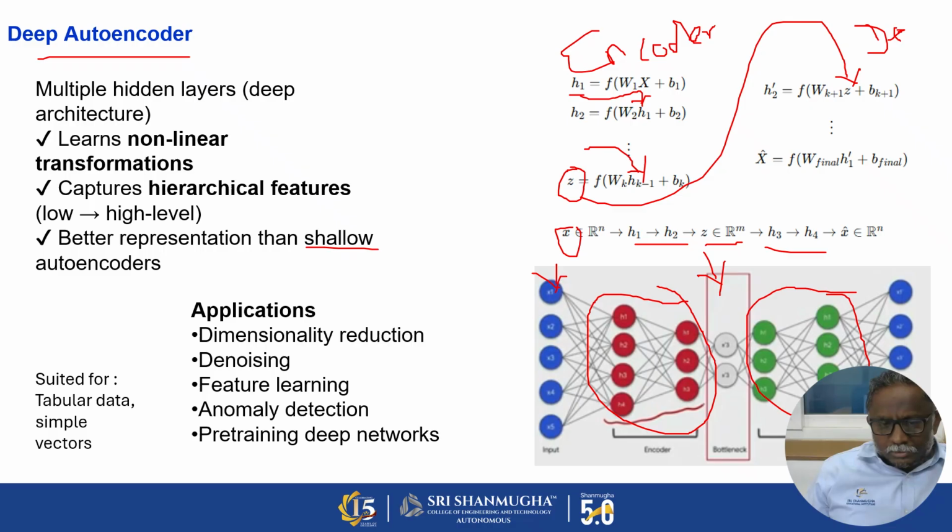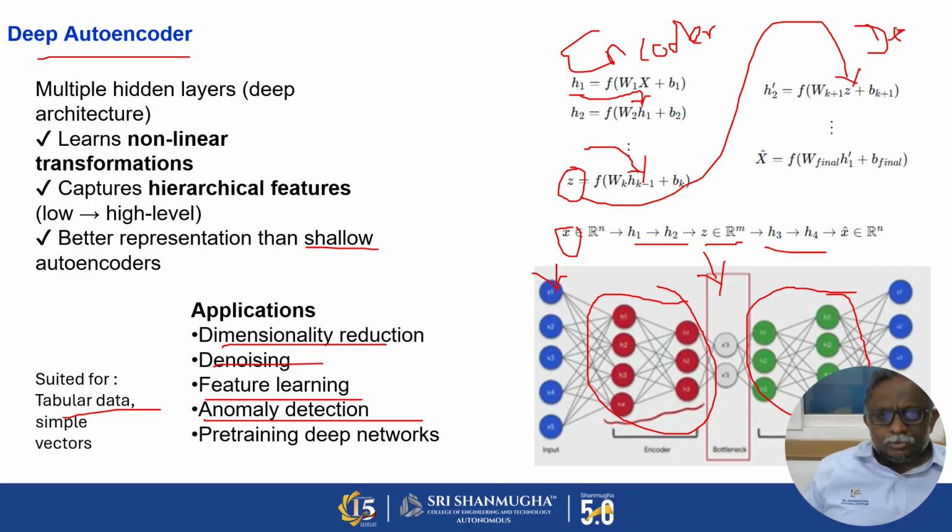So this has many applications, I can say dimensionality reduction and denoising. Suppose we give a noisy image as input and give the clean output, it tries to learn the features. Also anomaly detection and everything. So this deep autoencoder can be used for simple tabular data tasks. As long as we have one-dimensional data, it can be used. And that is the advantage of the deep autoencoder when compared to the shallow autoencoder.